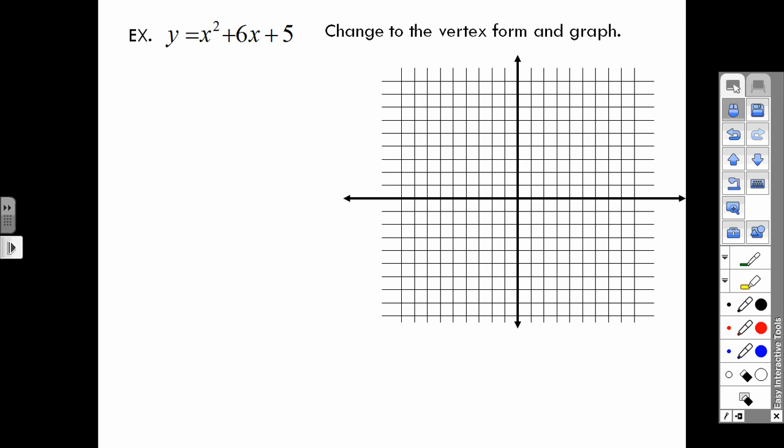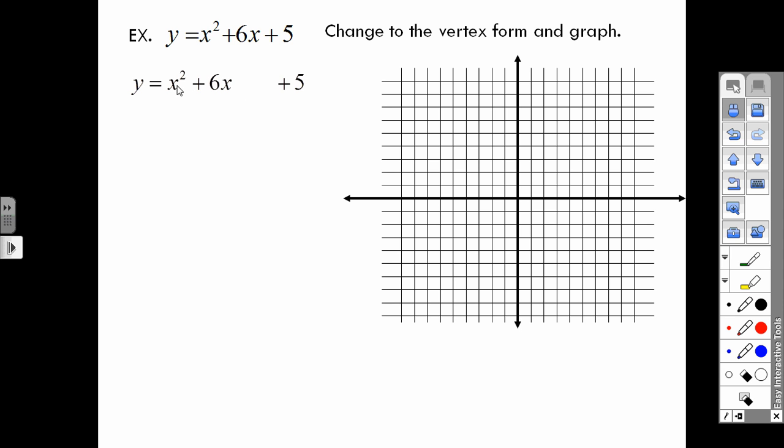Since the vertex form has a binomial quantity squared, what we're going to do is try to convert this into that form that has a perfect square trinomial, which means we're going to complete the square. This was why we spent a day practicing completing the square. It's a little different, however, because instead of this equaling 0, we're going to keep the y there. We need that in order for this to be a function. I'm going to leave a space in between the 6x and the 5 because I'm going to add something here to complete the square.